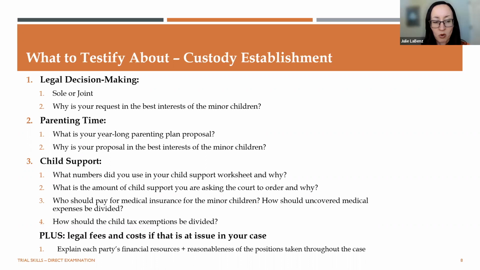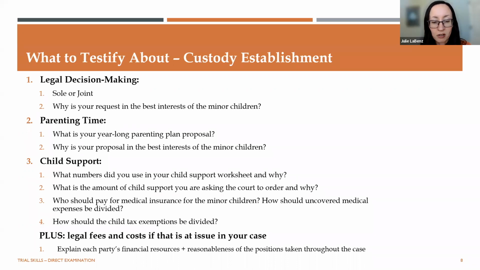For child support, what numbers did you use in your child support worksheet and why did you use those numbers? So for example, gross income. Why did you use the numbers you used for gross income for each parent? Where did those come from and why did you use those? What is the amount of child support you're asking the court to order and why?